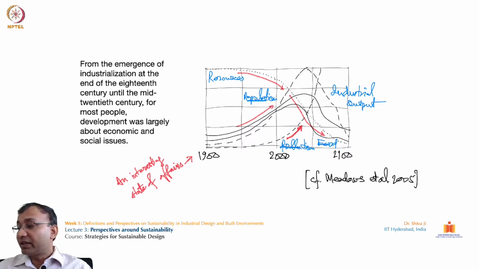So this is not a good state of affairs. If we combine these two graphs, we can conclude that with the rate of growth of the population, the decline in the resources, and the increasing pollution, the human welfare index is projected to take a toll in the next 50 years or so.